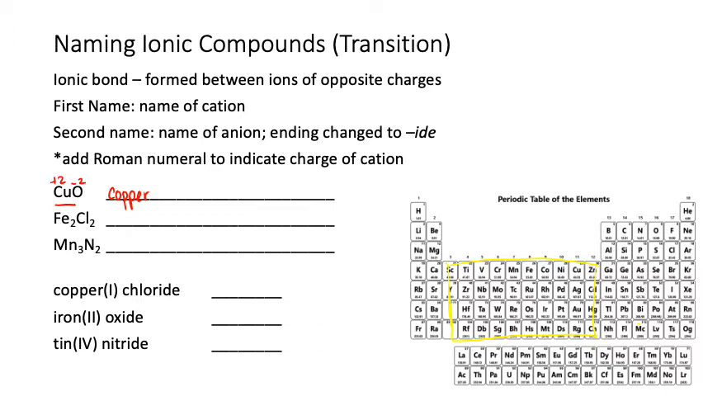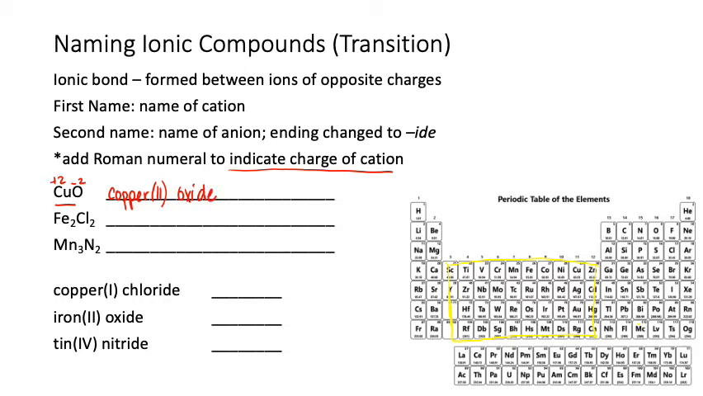So here we would call this copper, and then again, we're adding the Roman numeral to indicate the charge. This Roman numeral has nothing to do with how many atoms are present. It's solely letting us know the charge of this cation. So this is going to be copper(II) oxide.